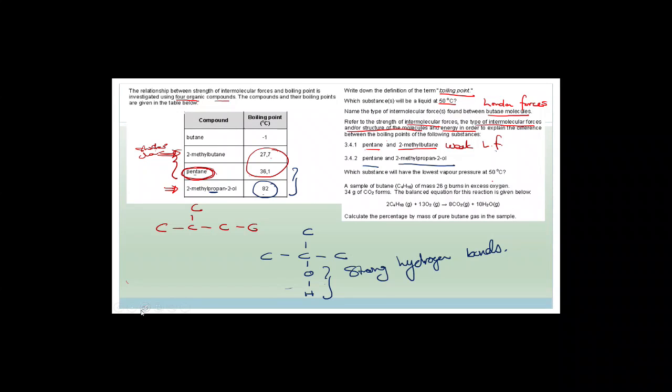Next question says, which substance will have the lowest vapor pressure? Now, the lowest vapor pressure at 50 degrees Celsius is the one that is going to be still liquid at 50 degrees Celsius. So it has to be the 2-methylpropan-1-ol.